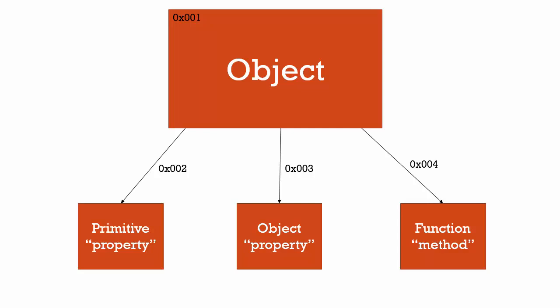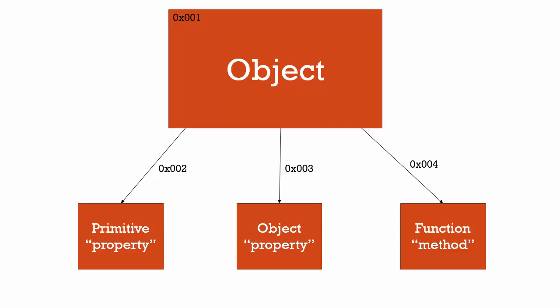So this may seem a bit obscure, but it's important for things that we're going to talk about later, that you think about an object as sitting in memory and then having references to other things sitting in memory that are connected to it. So it knows where its different properties and methods are. That is, primitives, objects, and functions that make it up.